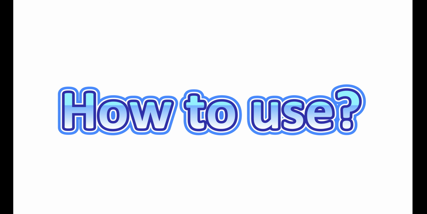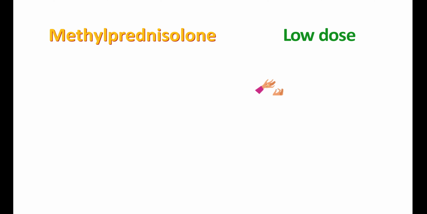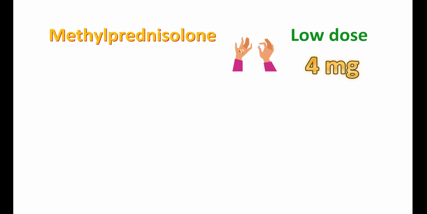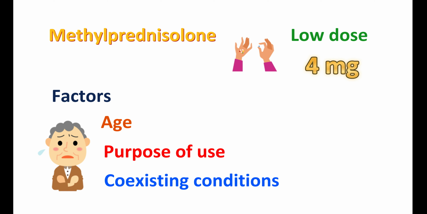First of all, let us see how to use methylprednisolone. You should start methylprednisolone at very low dose to minimize side effects. Typically, it is started at a dose of 4 mg. The dose can be slowly increased based on the requirement. The exact dose of methylprednisolone depends on many factors like age, purpose of use, and other coexisting conditions.